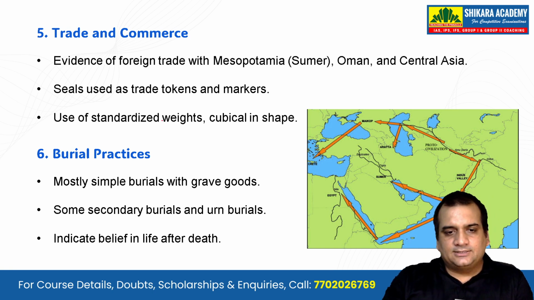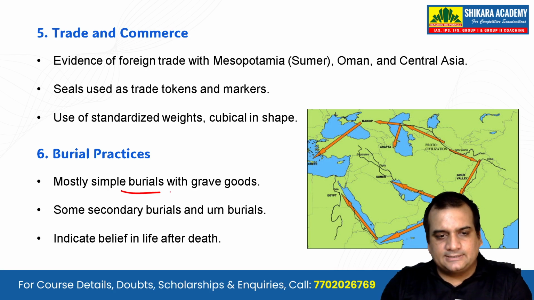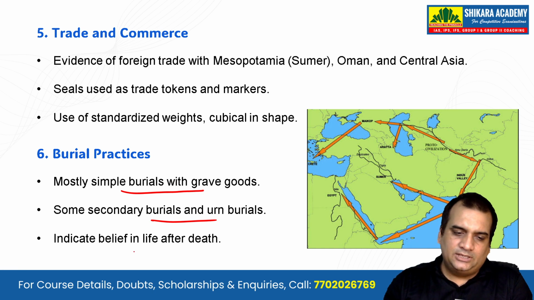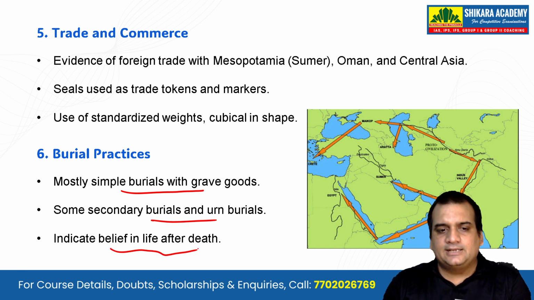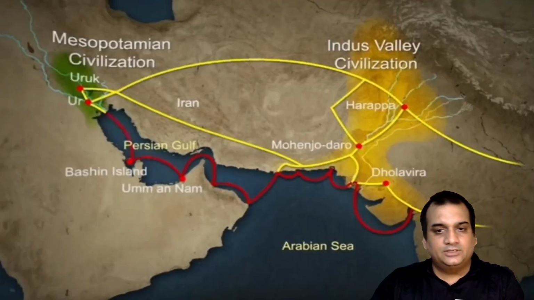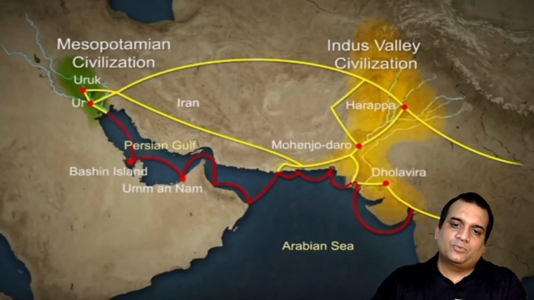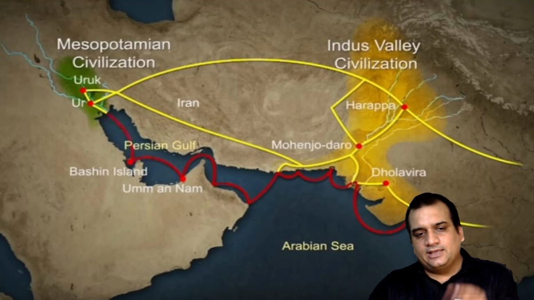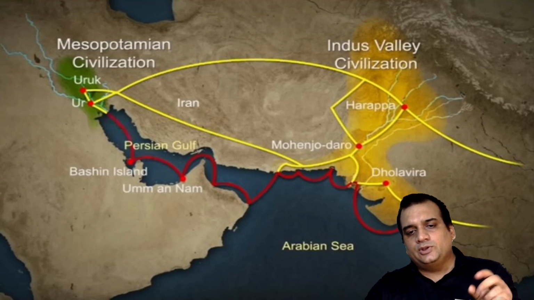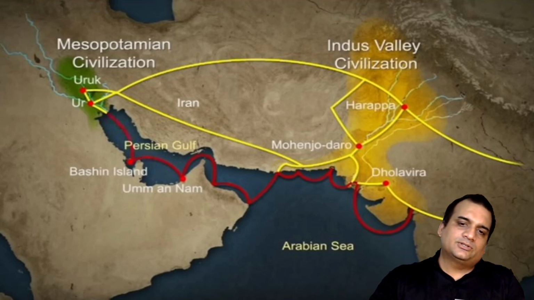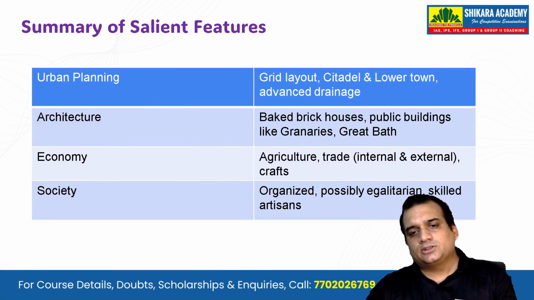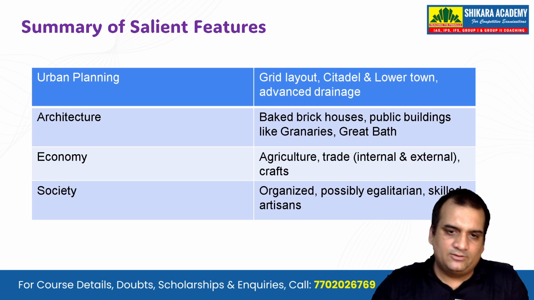Burial practices: what was the burial practice? Mostly simple burials with grave goods. Some secondary burials and urn burials were also found, and it indicated belief in life after death. That was very important. This we have already seen, it displays that there was a trade relationship between the Indus Valley civilization and the Mesopotamian civilization and the Egyptian civilization as well.